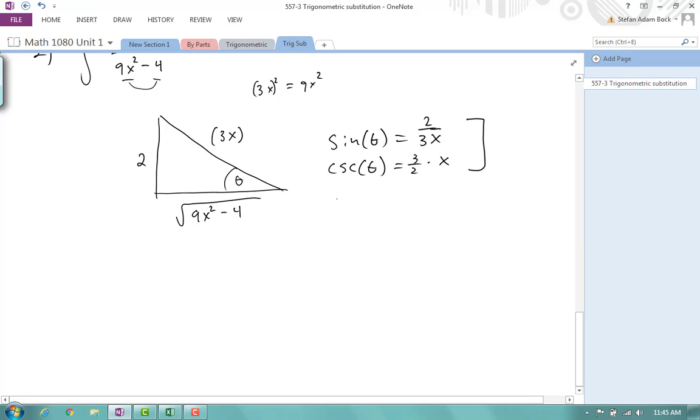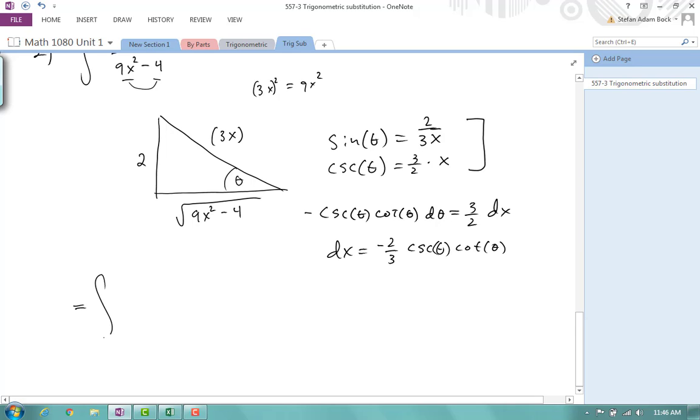So I'm going to need a derivative. The derivative of cosecant is cosecant theta times cotangent theta, and that's supposed to be negative d theta. And this is going to be equal to 3/2 dx, or dx is equal to negative 2/3 cosecant theta cotangent theta.